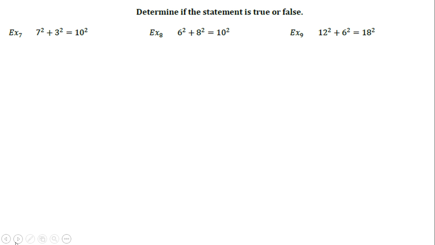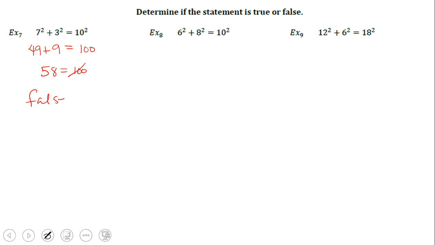Okay, in these last examples, we're going to take a look at the statement and see if it is a true statement or not. If it is true, then it creates a right triangle. So on the left side, we're just simply going to square 7. We get 49 plus 3 squared is 9 equals 10 squared is 100. And we can see that this is a false statement. Therefore, a right triangle would not be produced.